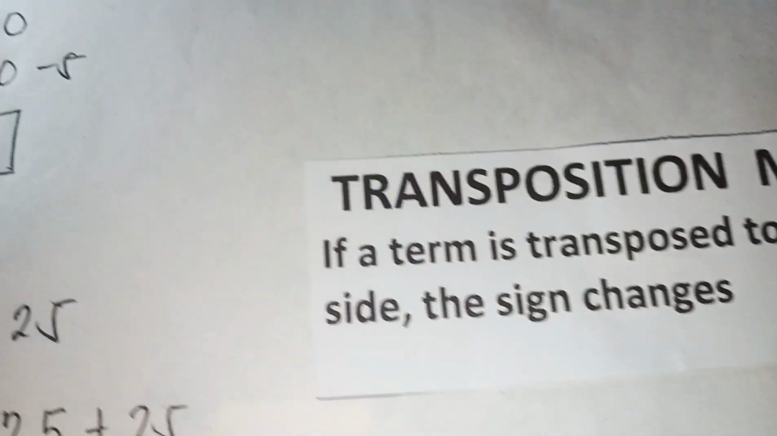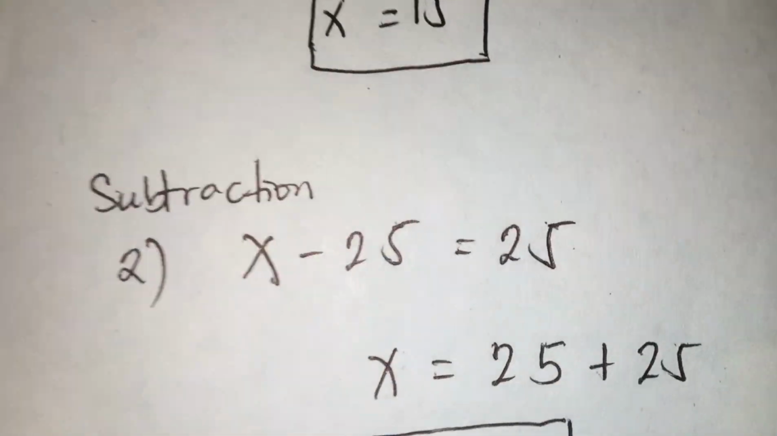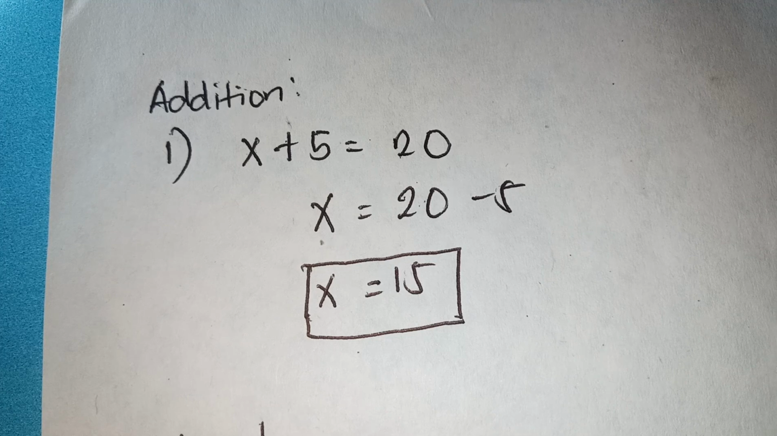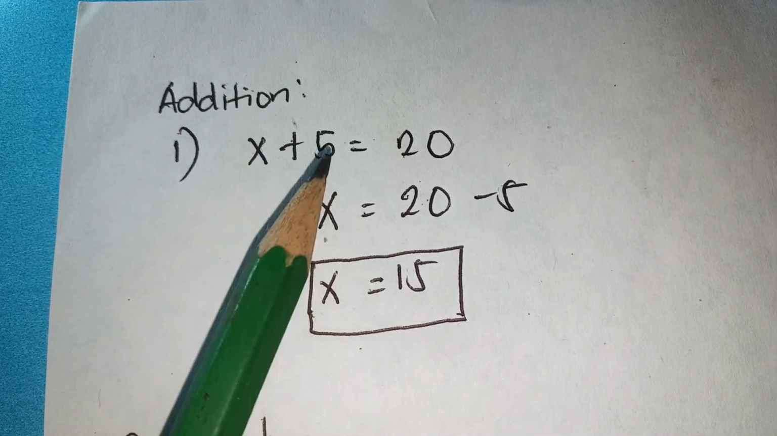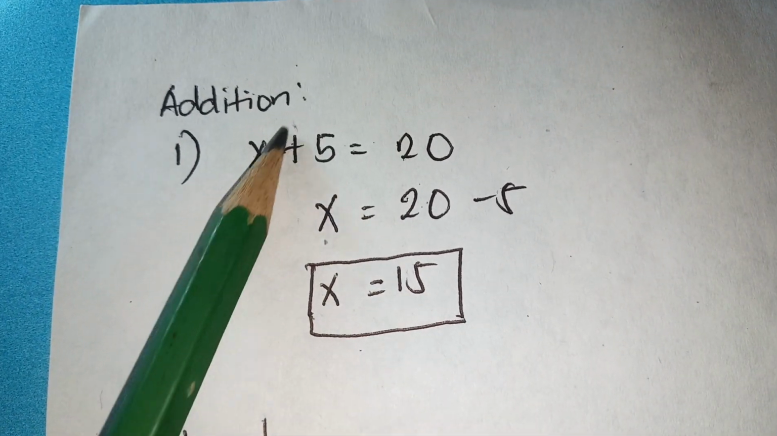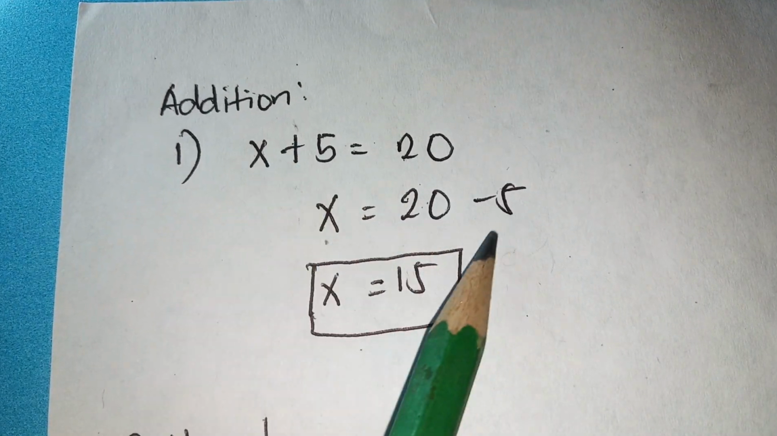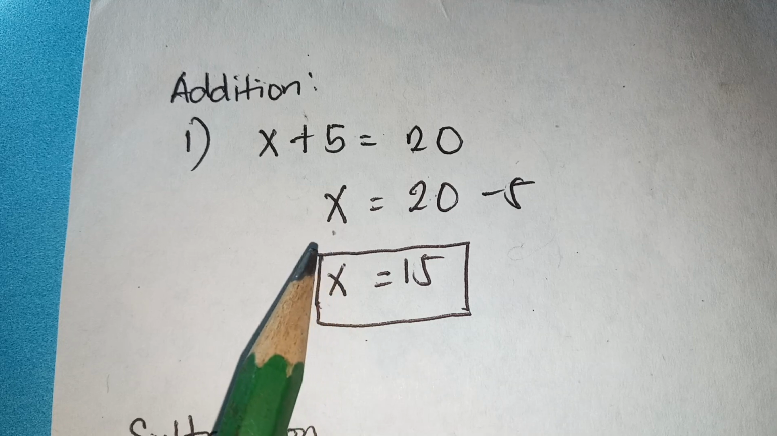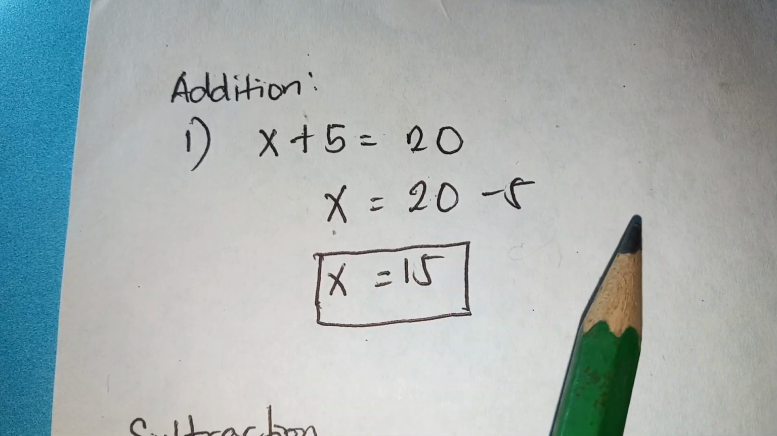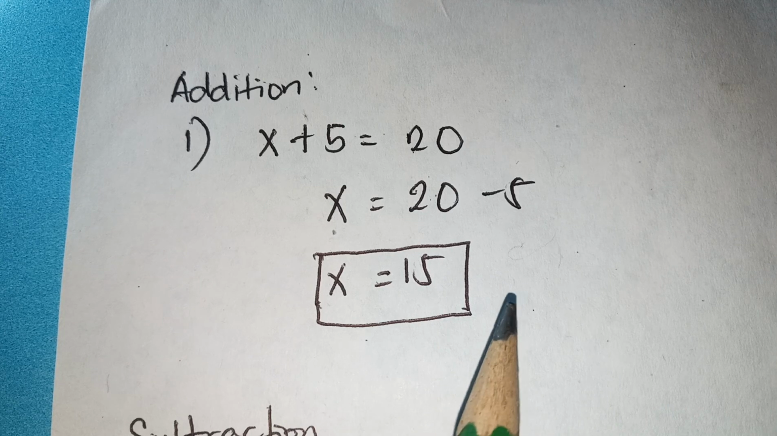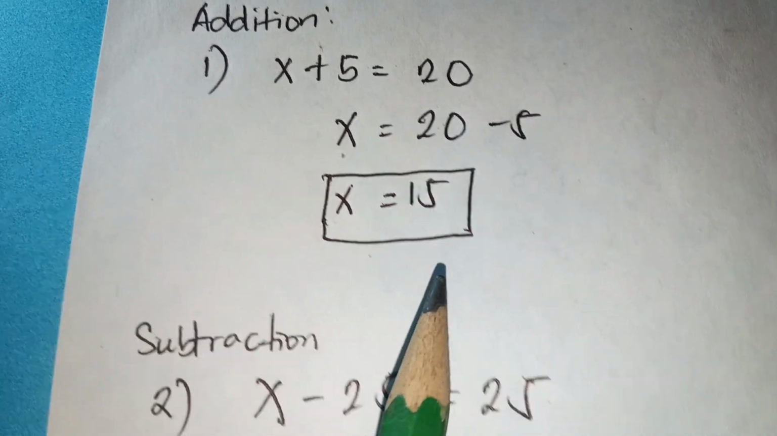Okay? So, parang ganito. Same problem. x plus 5 equals 20. Diba? Ang kasama ng x ay plus 5. So, pag nilipat mo siya sa kabila, yung plus 5 mo ay magiging minus 5. Okay. x equals 20 minus 5 equals 15. Yan, answer na.